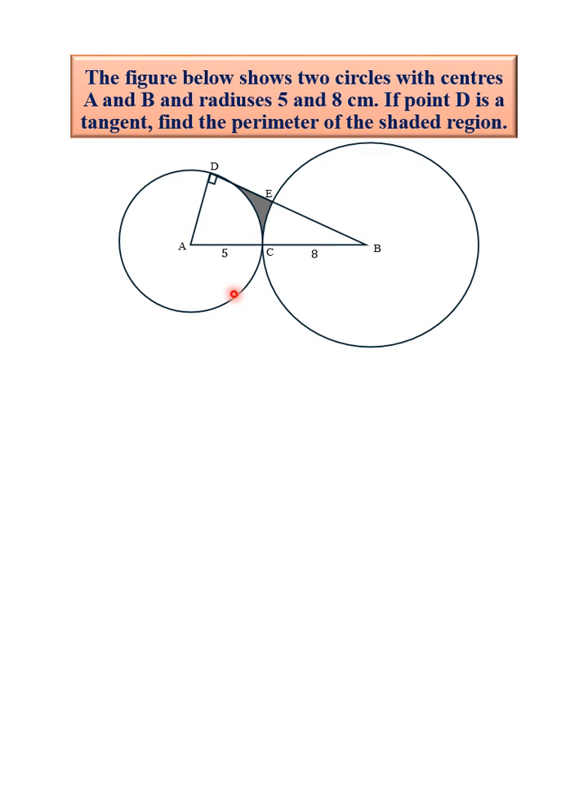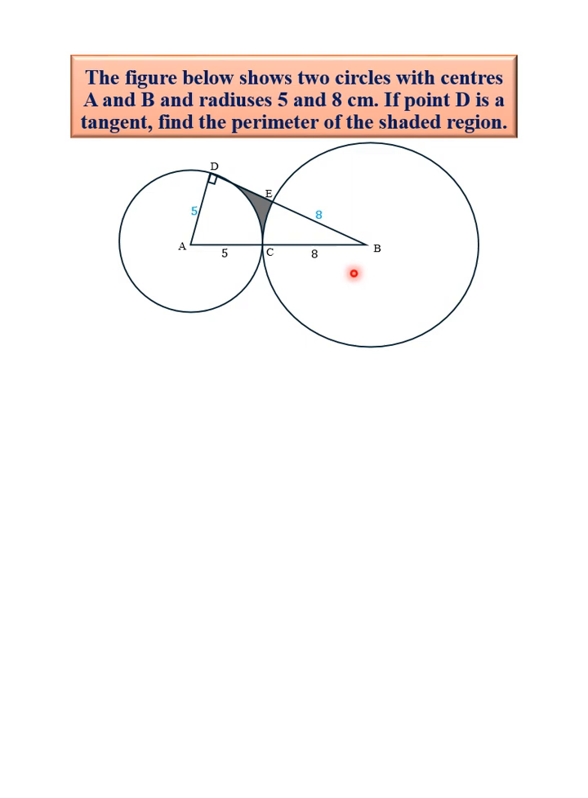Now, we are given two circles. The centers are A and B. The radius of the big circle is 8. The radius of the small circle is 5. So definitely, this length here, AD, will also be 5 because it's also a radius of the small circle. And this length BE is equally 8 because it's also a radius of the big circle.